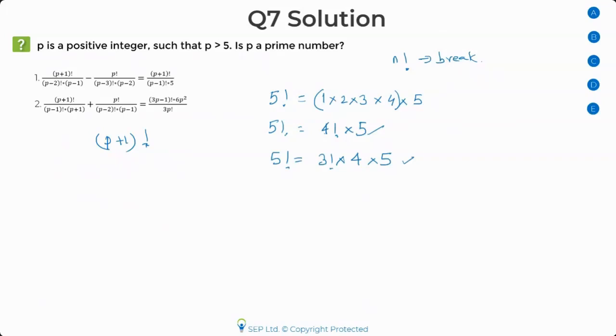The process is very simple. If you have a factorial, you just write out that number and take one number below it and write it as a factorial. This is the concept that I'm going to use here to solve the question.